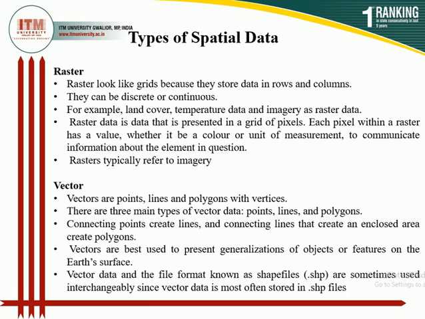Vector data are in the form of points, lines or polygons. There are mainly three types of vector data: point, line and polygon. Points do not have any dimension, means no length and no width. A line has a length, and a polygon has length and width and also an area. When points are connected, a line is formed. When lines are connected, a particular enclosed area, which is considered to be a polygon, is formed.